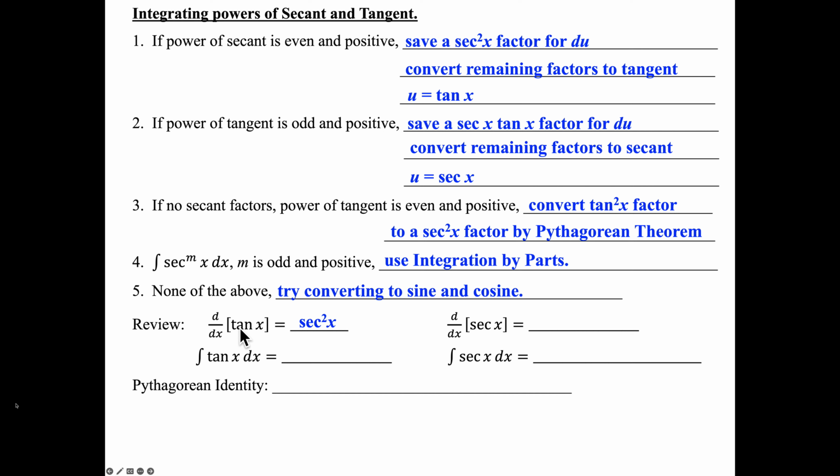So as I said earlier, the derivative of tangent of x is secant squared x, and the derivative of secant x is secant x tangent x. If I integrate tangent of x, that's the natural log of secant x plus c. And if I integrate secant of x, that's the natural log of secant x plus tangent of x plus c. And our Pythagorean identity: tangent squared x plus 1 equals secant squared x. That's where we'll take one of your tangent squareds, use this identity, and change one tangent squared x to a secant squared x minus 1.